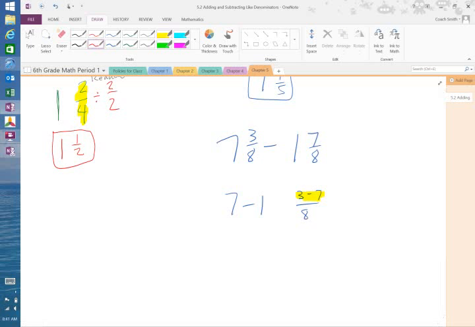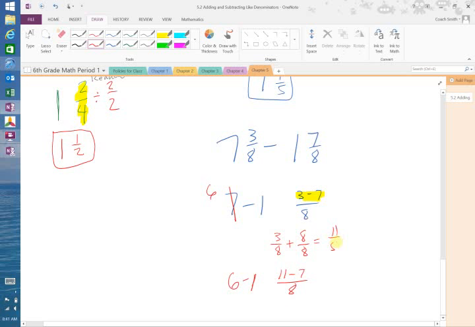So I have to borrow from the 7, making it a 6. Now I'm going to take 3/8 plus what I borrowed, 8 over 8, and add them together. And what does that give you? 11 over 8. So now you have 6 minus 1, and you have 11 minus 7 over 8.